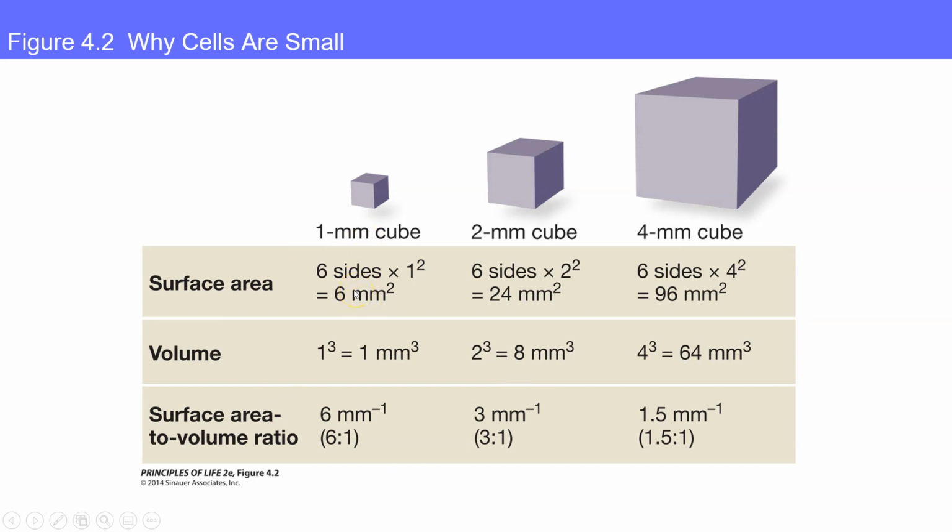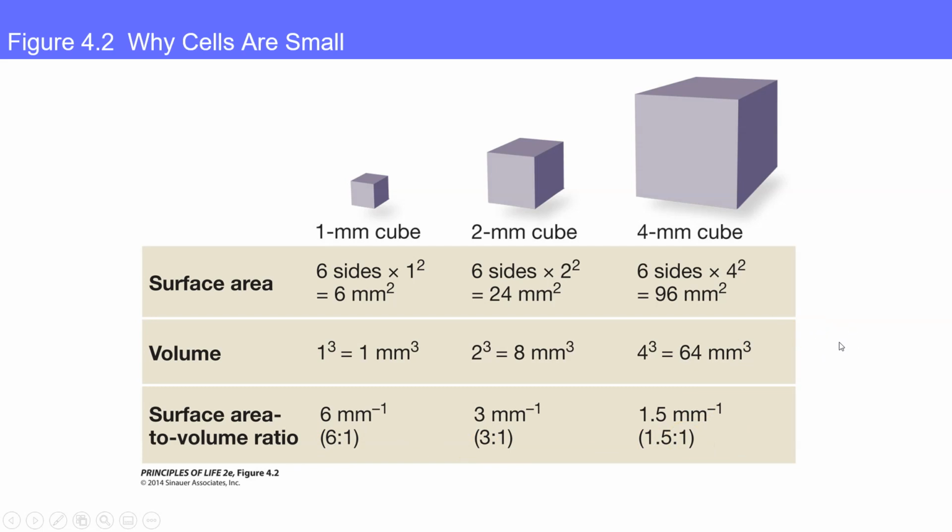As you increase the size of a cube, let's say we start with a 1 millimeter cube, it has 6 millimeters squared of surface area, and its volume is 1 millimeter cubed, obviously. But if you increase the size to a 2 millimeter cube, you get a 24 millimeter squared surface area, but an 8 millimeter cubed volume. That results in a surface area to volume ratio going from 6 to 1 to 3 to 1. Increasing the side by 1 causes the ratio to decrease by half. As we see here, it goes from 6 to 3, then 3 to 1.5, and so on.